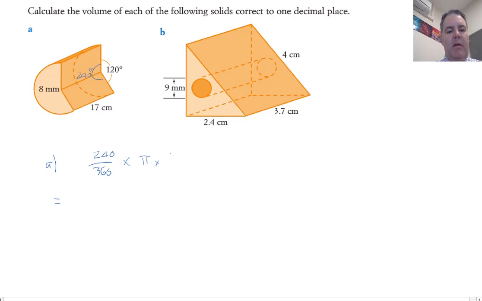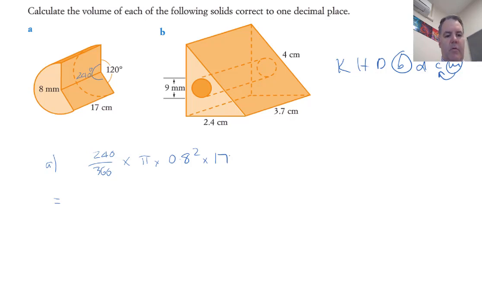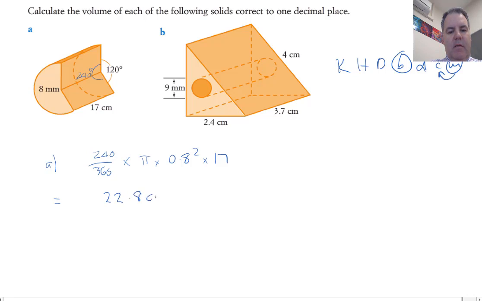So if I go pi 8 millimeters, okay, 8 millimeters to get to centimeters, move the decimal place back 1. So that's 0.8 times 17. Okay, so 240 divided by 360 times pi times 0.8 squared times 17 gives us 22.8 centimeters cubed for the first one.